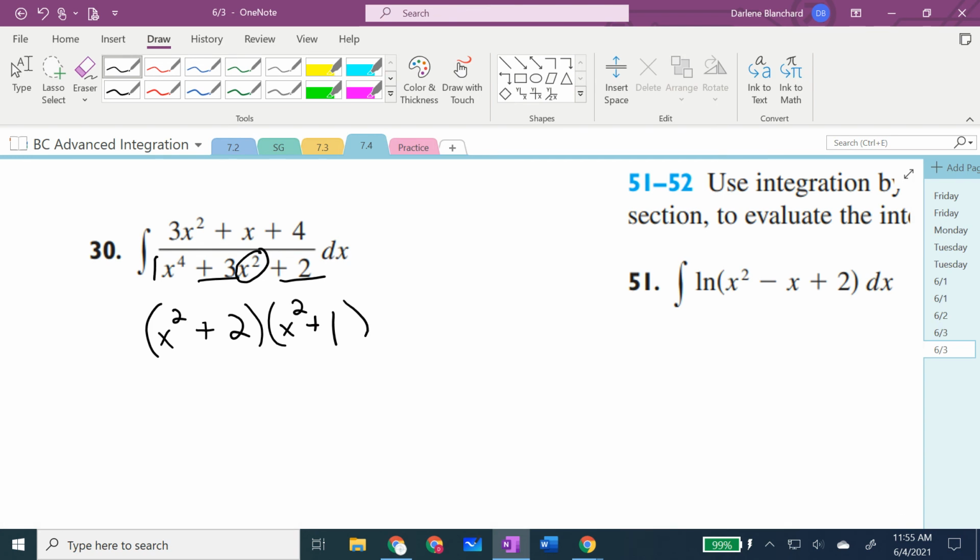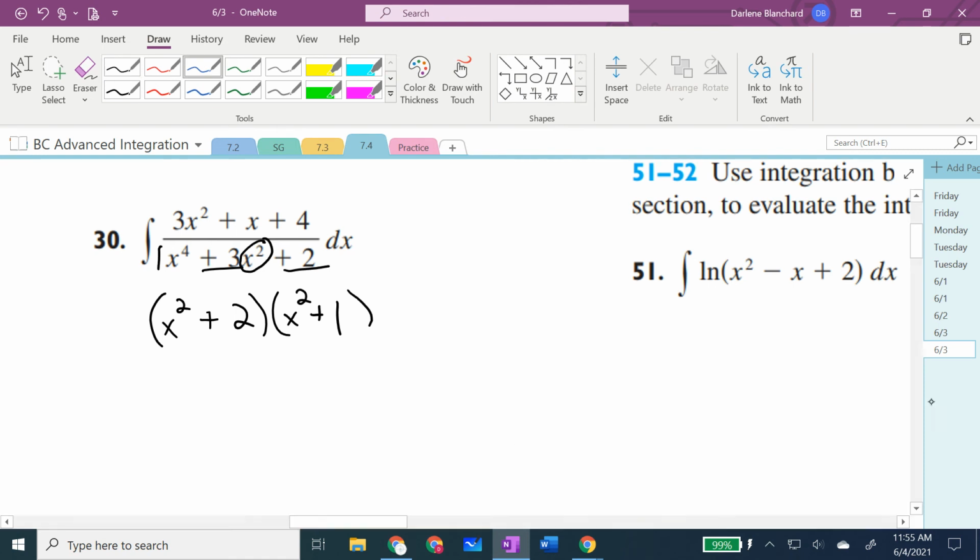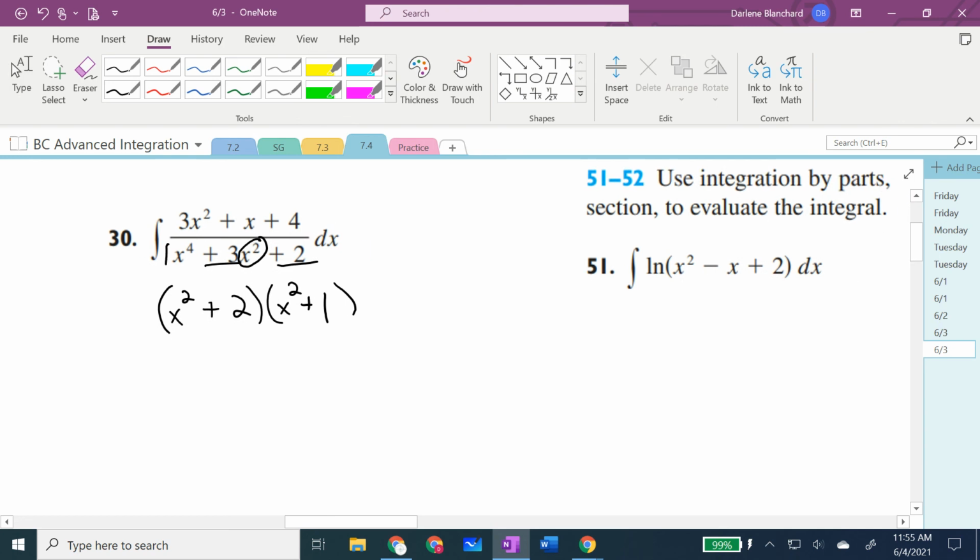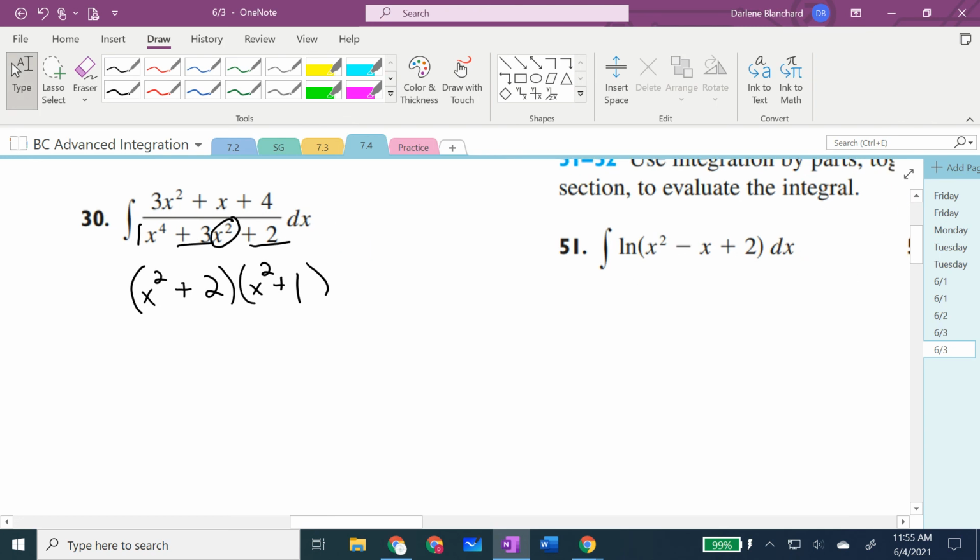So now what do we do? It's time to decompose. Fraction decomposition. See if you can remember how to set that up and how to get it started. And I'll give you a moment to see what you can do on your own.